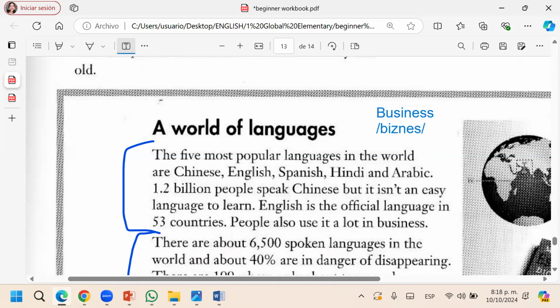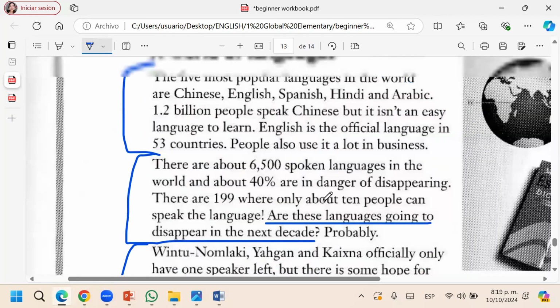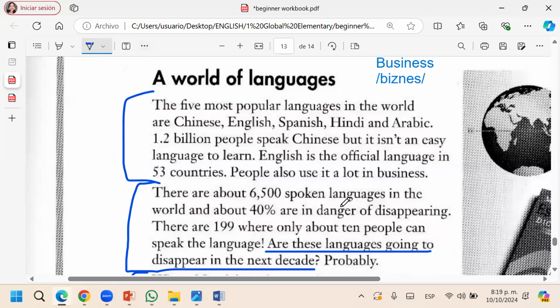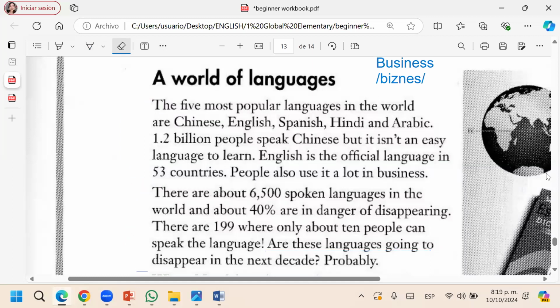Another person wants to read the first paragraph. Someone else wants to try this? Does anyone else want to read the second paragraph? Shall you read the second one? There are about 6,500 spoken languages in the world, and about 40% are in danger of disappearing.